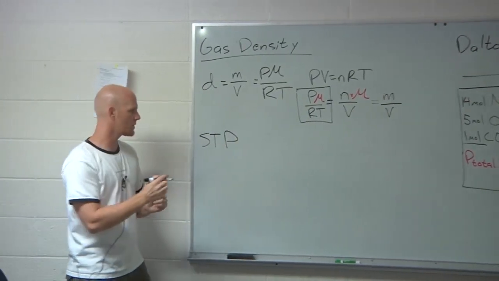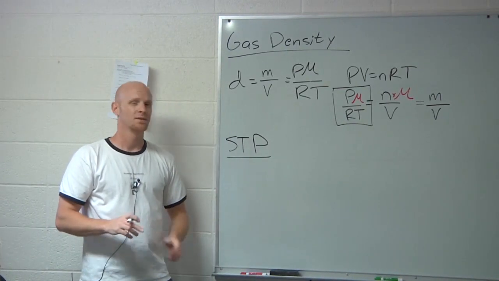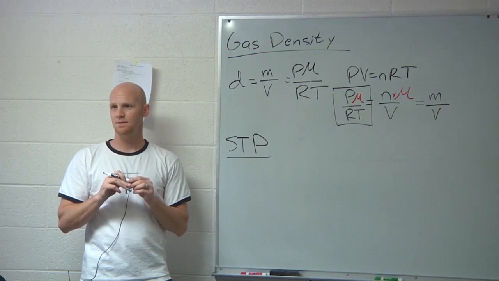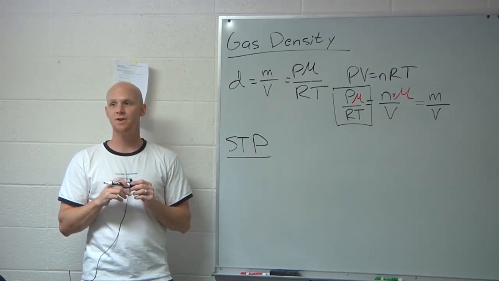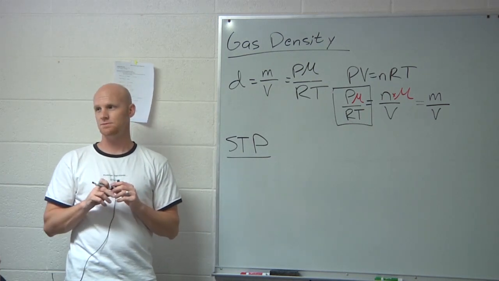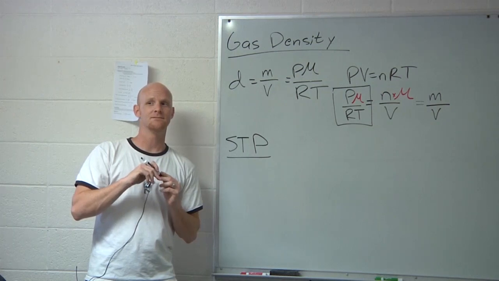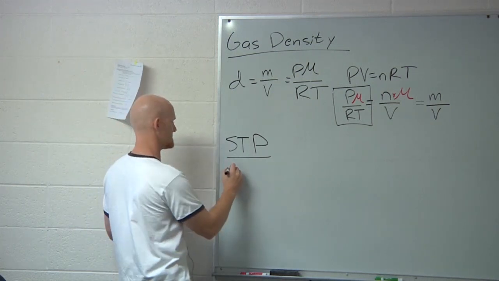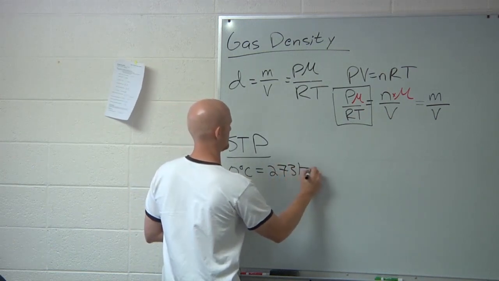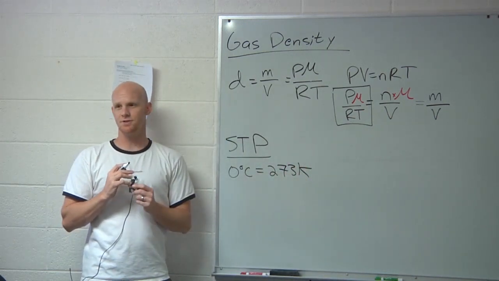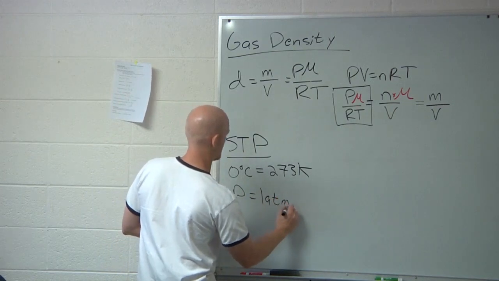I want to bring up another important principle, STP. STP, what does that stand for? Standard temperature and pressure. So what is the standard temperature and pressure? 0 Celsius. And 0 degrees Celsius is the same as? Good. And then what's the standard pressure? Good. Pressure equals 1 atmosphere.